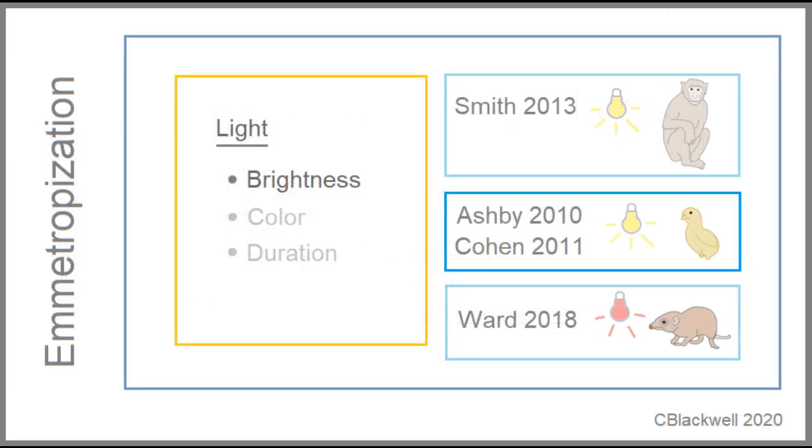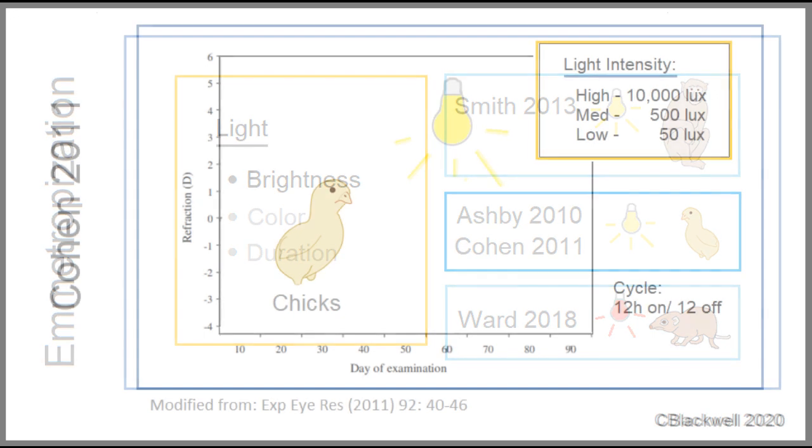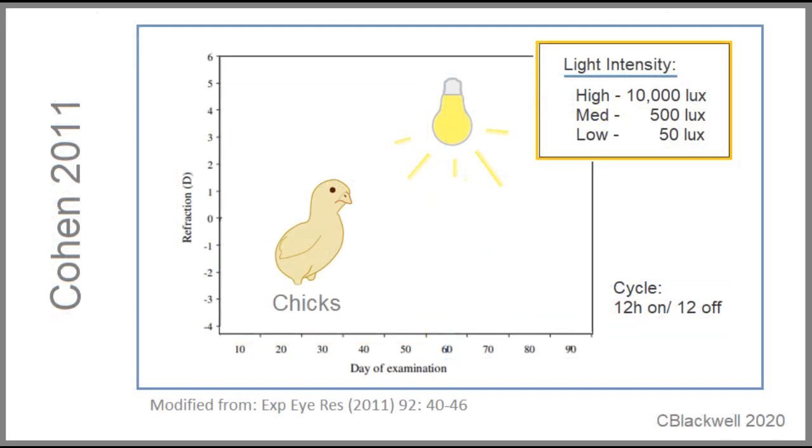Next is the effect of the brightness of light. First, Cohen gives a straightforward demonstration of the effect of light without experimental lenses. In this experiment, researchers exposed chicks to 3 different levels of light, again with no experimental lens. High intensity is like outdoors on a sunny day in the shade. Medium intensity is like a bright room in your house, and low intensity.